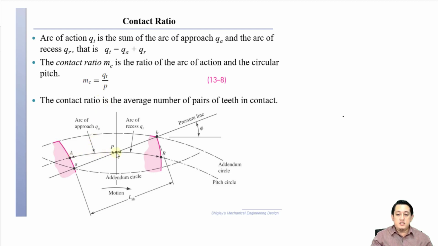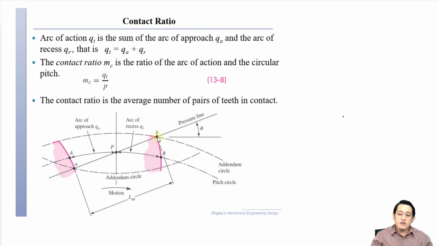So how do we determine this arc of approach and arc of recess? First, we need to have the addendum circle of the lower gear and also the addendum circle of the upper gear. When we draw these addendum circles, and also draw the pressure line here, the intersect point of the addendum circle and the pressure line here will be point small a, and this one here will be point small b.